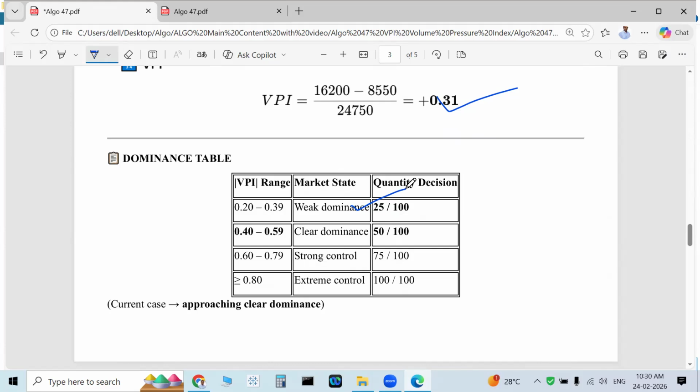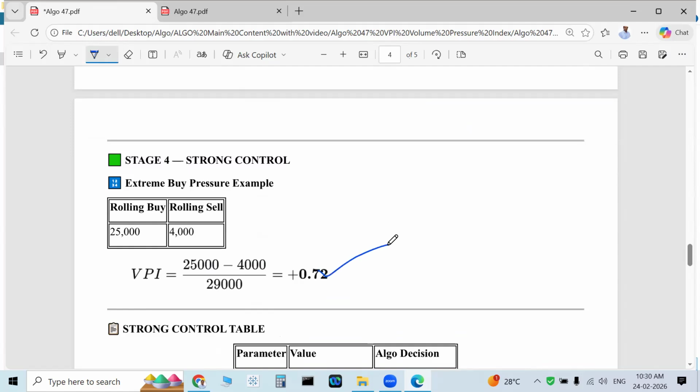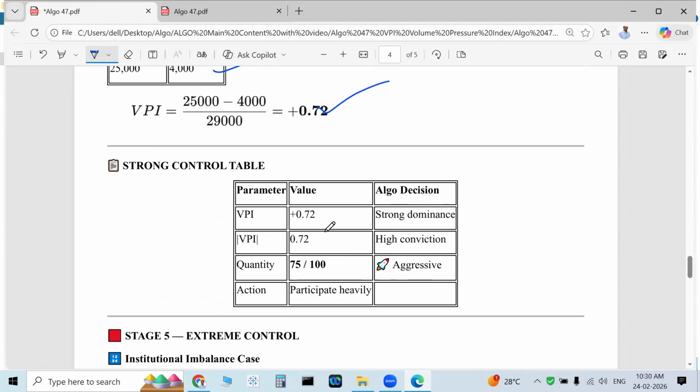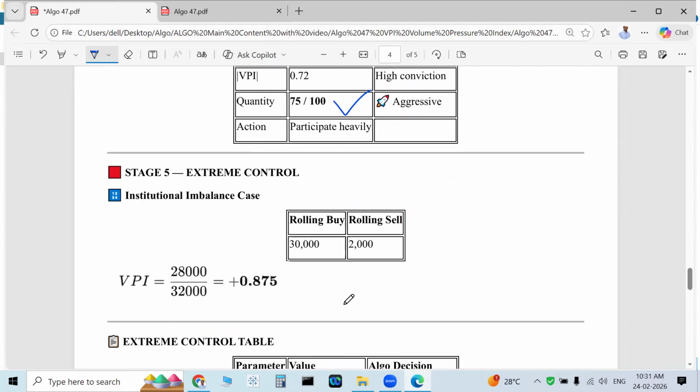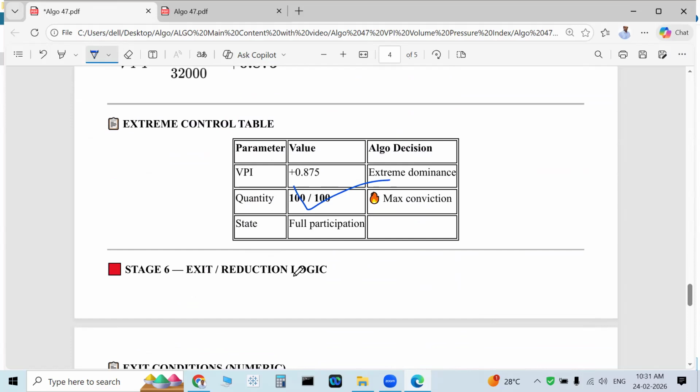Similarly, for clear dominance, we need 0.4 to 0.59. For strong dominance, we need 0.6 to 0.8. And for extreme control, we go above 0.8, like a continuous base of volume being generated, for entering with all the quantity, like 100 of 100. Okay, so if it is 0.72 on the next, we have a clear dominance, we can go for the 0.7 aggressive. Similarly, for extreme control, where buying volume is continuously increasing, we can go for 100 quantity to trade.